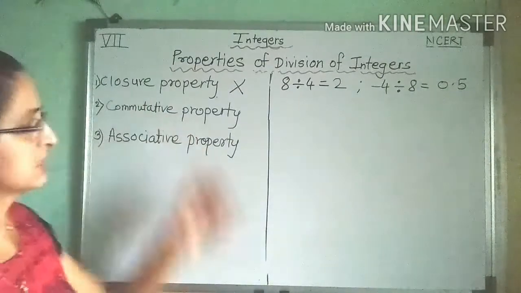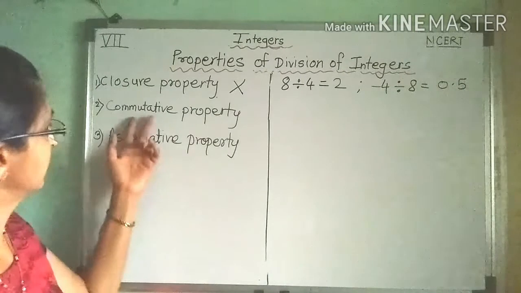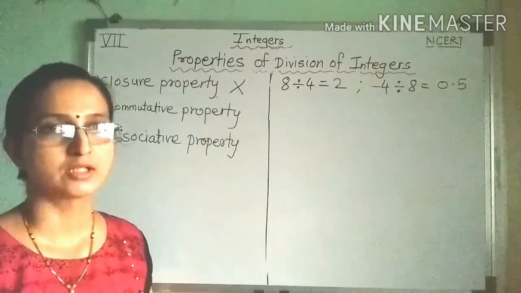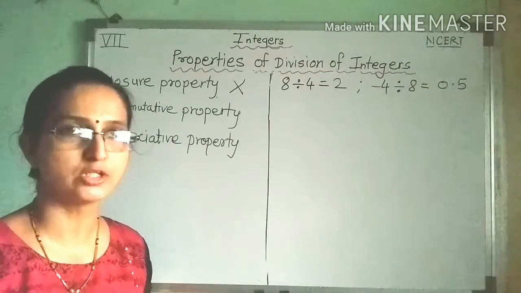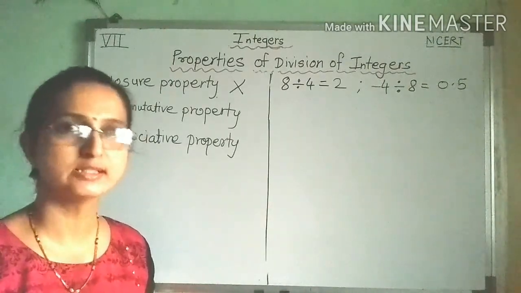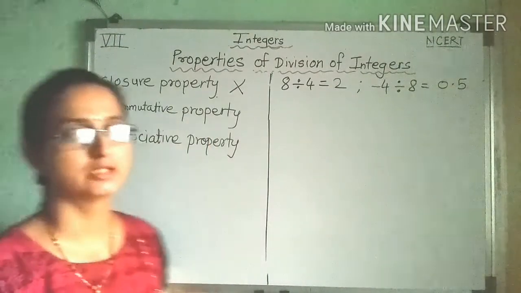Now the next property is commutative property. What is the commutative property? Commutative property for addition is, even though we change the order of integers, the result is the same. So we will check whether this property is true for division also.